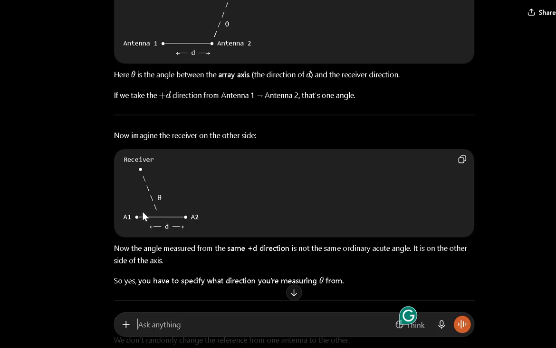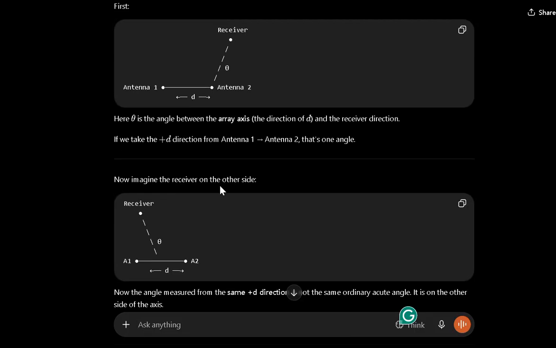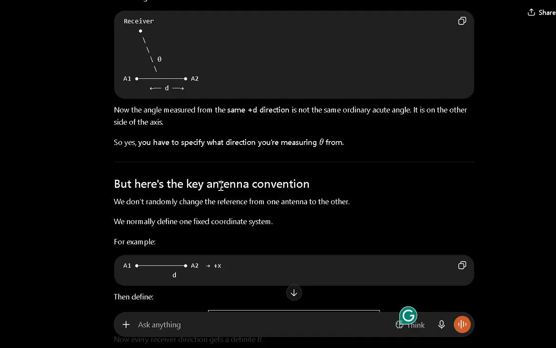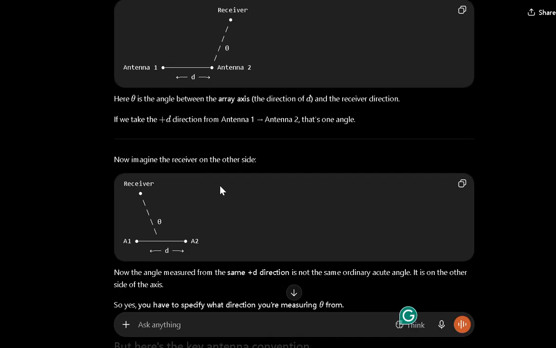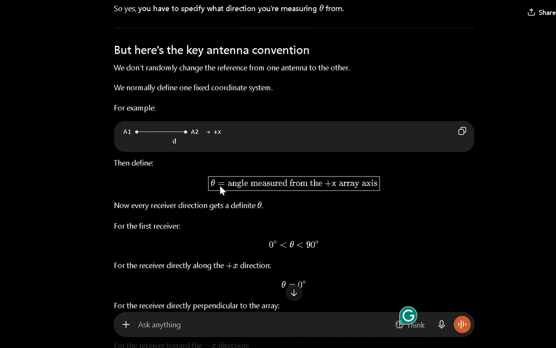It is on the other side of the axis. Really confusing actually.